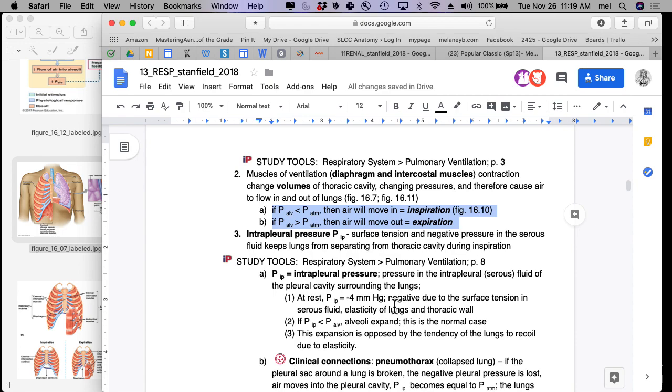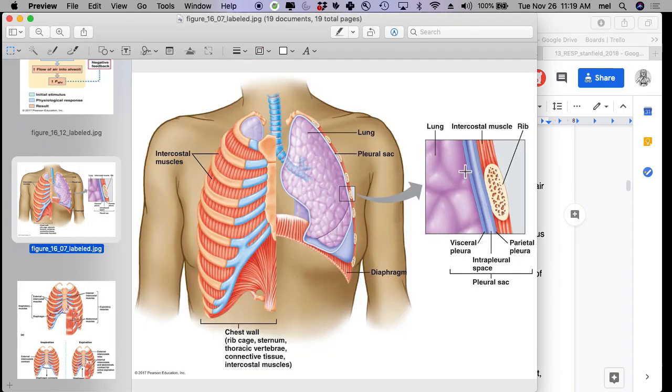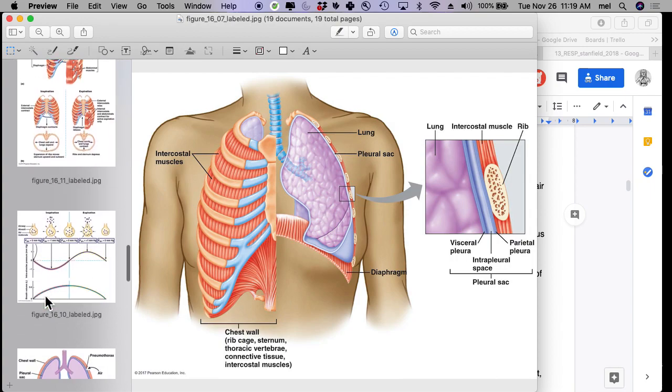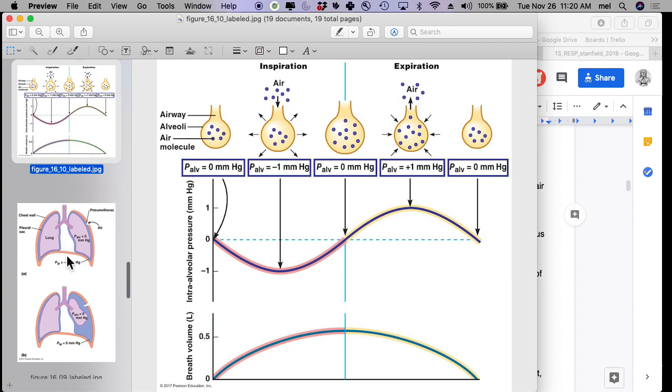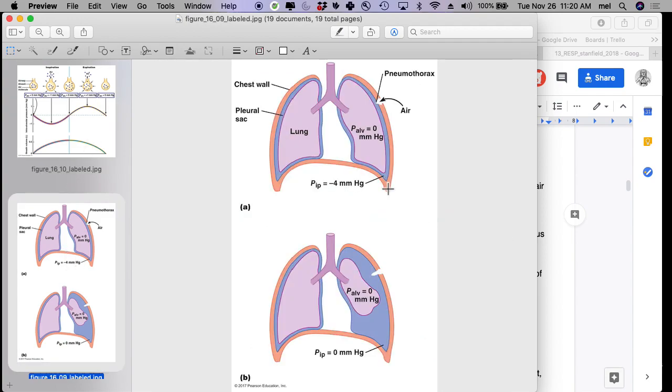It's the pressure in the fluid. This creates surface tension, and negative pressure in that area from the serous fluid keeps the lungs from separating from the thoracic cavity as you increase the size of the thoracic cavity, right? But in order to make that occur, this pressure needs to be negative. So let's go back to this picture one more time and say, okay, healthy person right here, the intrapleural pressure is a vacuum, -4, compared to atmospheric pressure, okay?